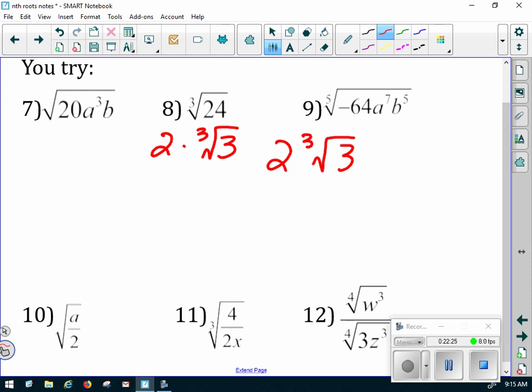All right, let's work through number 9 together because we've never looked for this many before. What am I looking for? Quintuplets. Yeah, I'm looking for 5s. Now, let's talk about negative 64. I want you to break that like so when you have a negative.